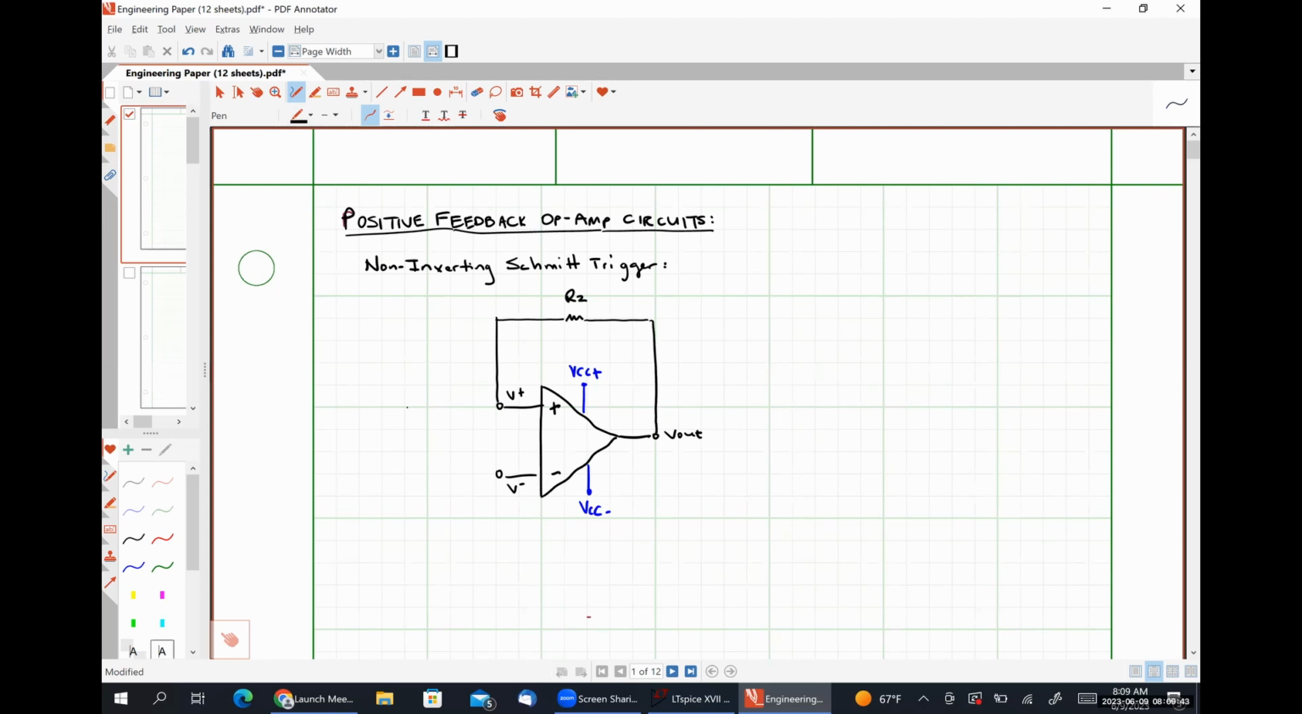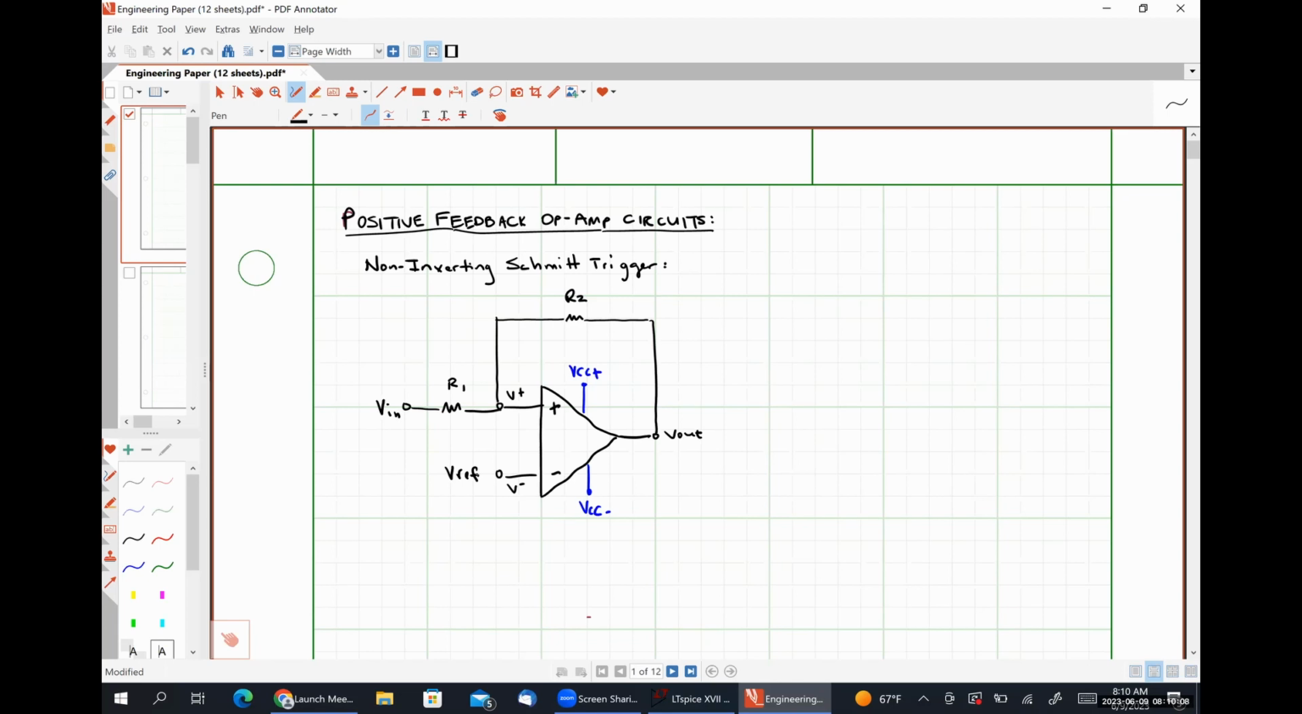I am going to place a resistor R1 between the non-inverting input terminal and the actual input signal. So this is where we're going to apply Vin. And then I'm going to apply my reference voltage here at the inverting input node.